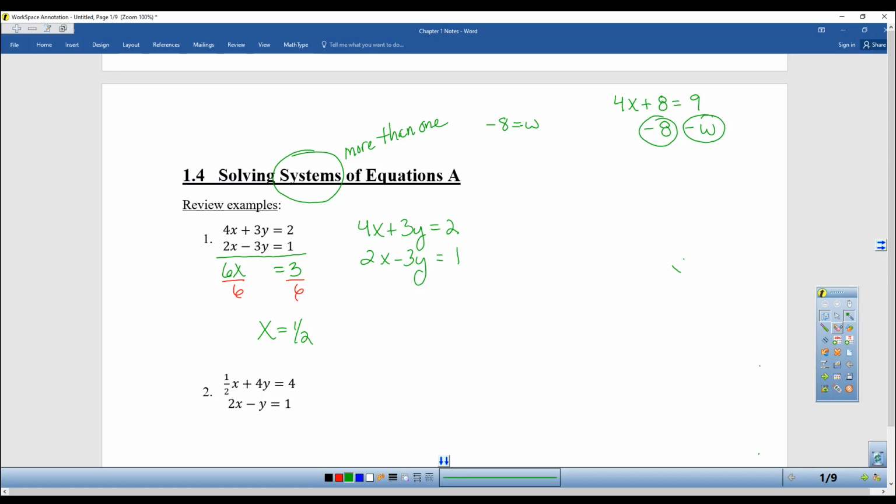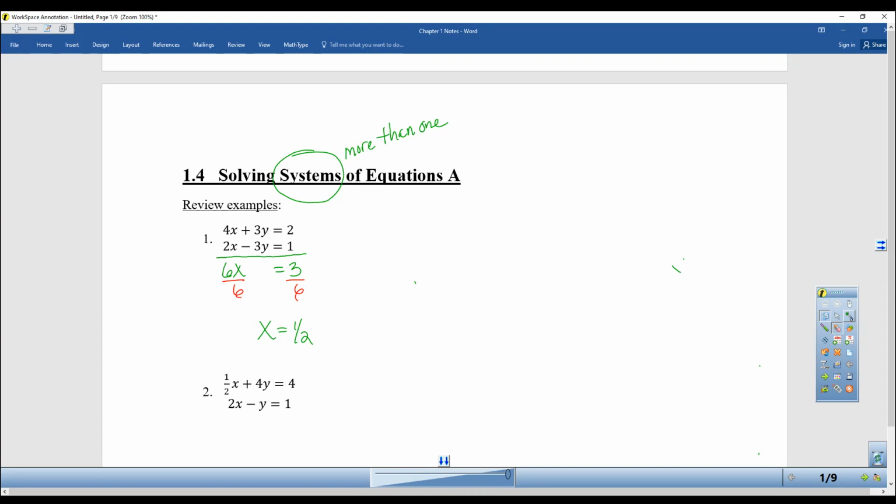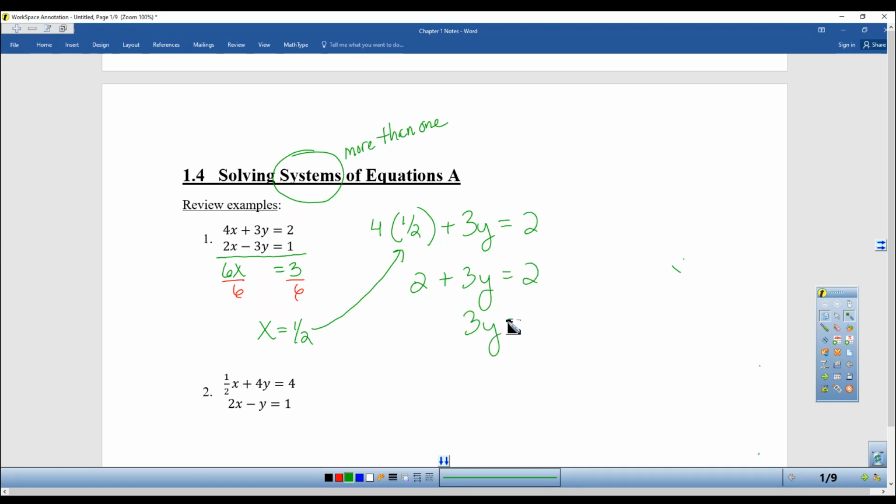Okay. Now, after you get that first variable, you do have to go back and always find the second one. So you can use either equation. I'm just going to use the top one. It doesn't actually matter. I plug the negative 1/2 in where there used to be an x. And now I can solve for y. 2 plus 3y is equal to 2. 3y is equal to 0 by subtracting 2 from both sides. Divide both sides by 3, and I get y is equal to 0. Don't stop there. There's one more step. Make sure you express your answer as an ordered pair.